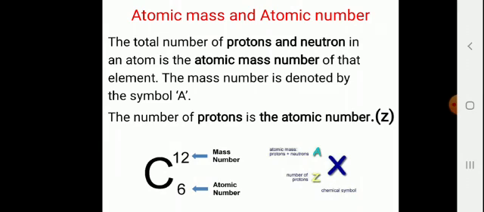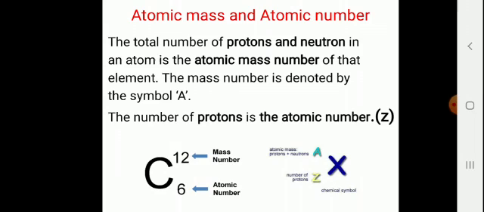Three subatomic particles are there. One is proton, which is positively charged. Number 2, neutron, which is electrically neutral. And third one is electron, which is negatively charged, revolving around nucleus in discrete shells. So the total number of protons and neutrons in an atom is the atomic mass number of that element. The mass number is denoted by the symbol A. So atomic mass number means the total number of protons and neutrons.